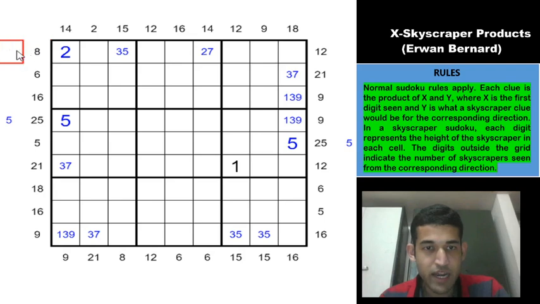And for the 8 to be valid, the skyscraper clue must be 4, right? Because 2 multiplied by 4 will give you 8. And now the skyscraper clue for 14 must be 7. Right?